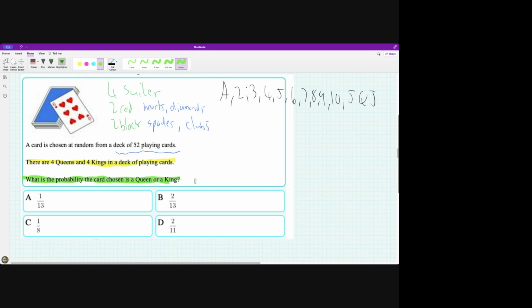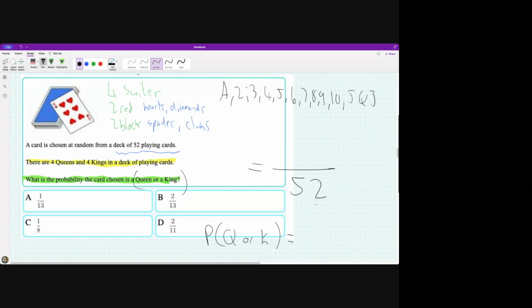What do you think the correct answer is going to be? I know there are 52 possibilities for what I'm going to draw, but how many of them are favorable in terms of my event question of a queen or a king? So, probability of a queen or a king. Which option do we think it is?